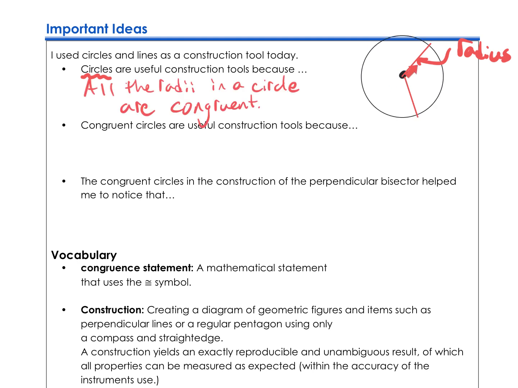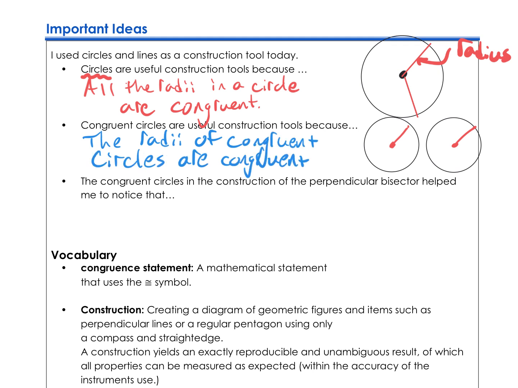So if we want to make congruent line segments, circles are really useful because all the radii (radii is plural for radius) in a circle are congruent. Congruent circles are also useful because if we have multiple circles like this and we know the circles are exactly the same size, then their radii have to be the same size. So the radii of congruent circles are congruent.